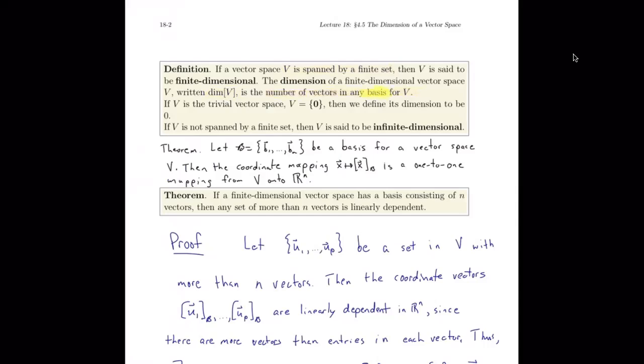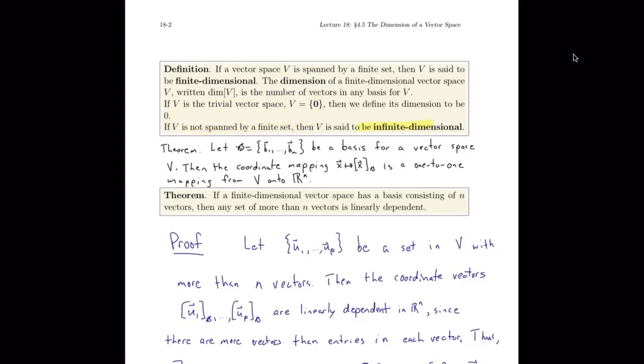So any basis, not any spanning set. Remember, bases are the minimal list of vectors that would span V, right? It's the fewest number of vectors we can find to span a given space. So we go by the number of vectors in any basis for V. If V is the trivial vector space, V equals just the set containing the zero vector, then its dimension is said to be 0. If V is not spanned by a finite set, then V is said to be infinite dimensional.